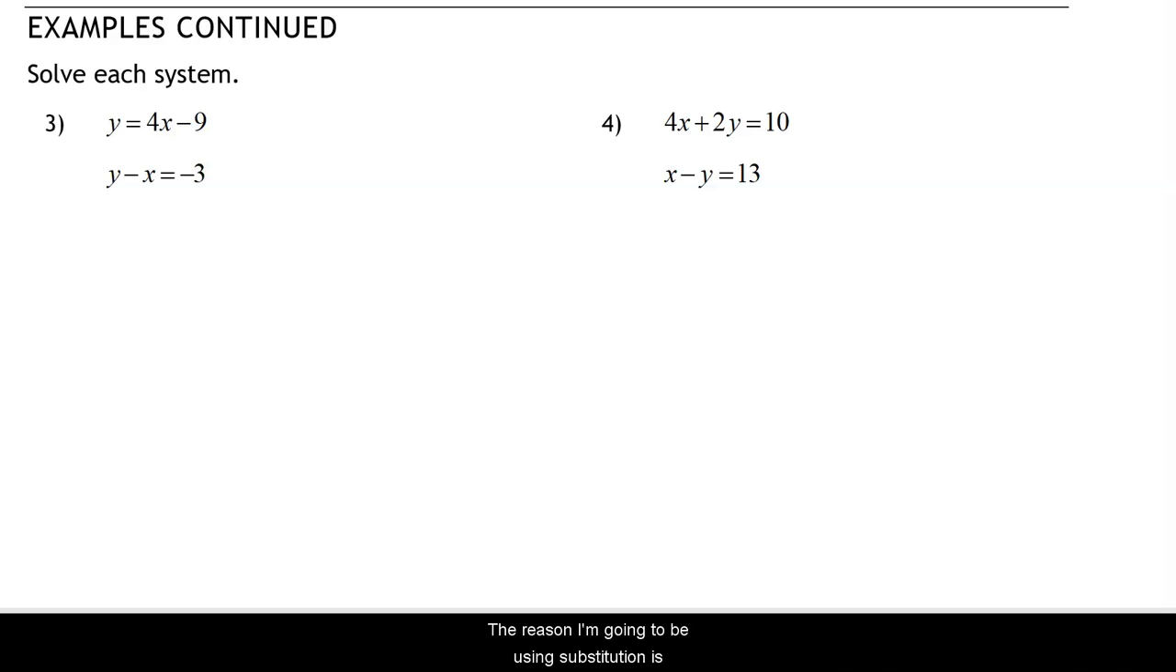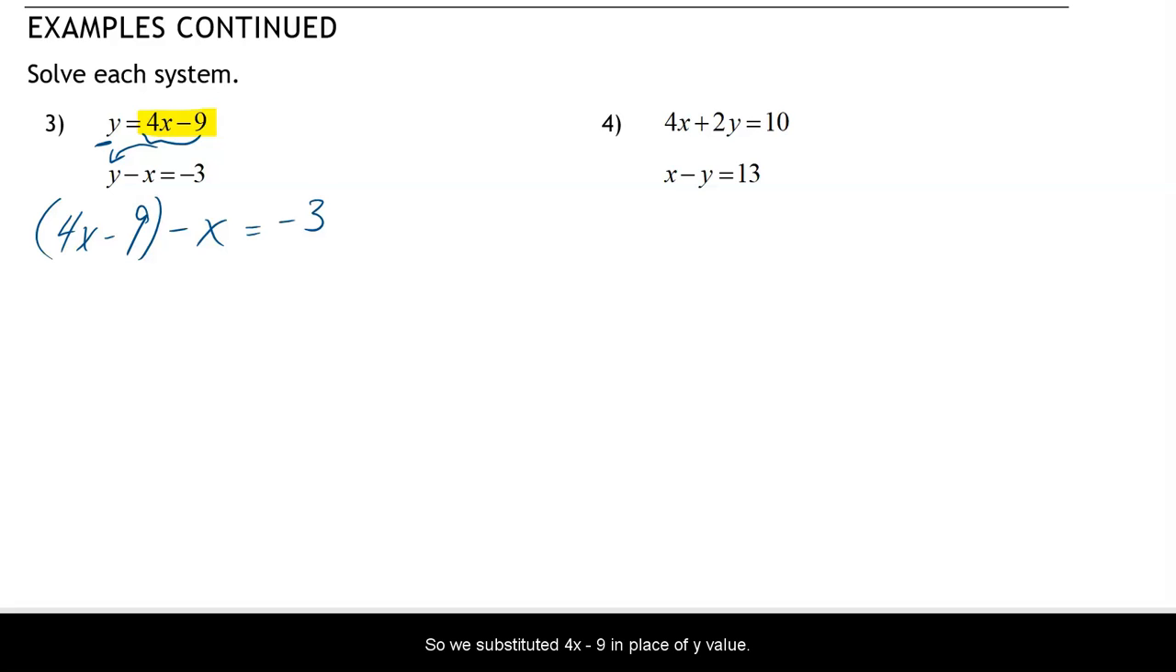The reason I'm going to be using substitution is because we have that first equation already solved for y, and y is isolated, which means we can then substitute or plug in that remaining part of the equation for y. So I can take that 4x minus 9, and in my other equation where there is y, I can replace that y with 4x minus 9. Then I'm going to bring down that minus x equals negative 3. So we've substituted 4x minus 9 in place of our y value.